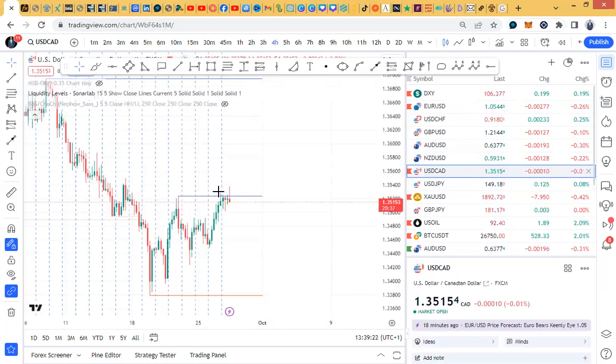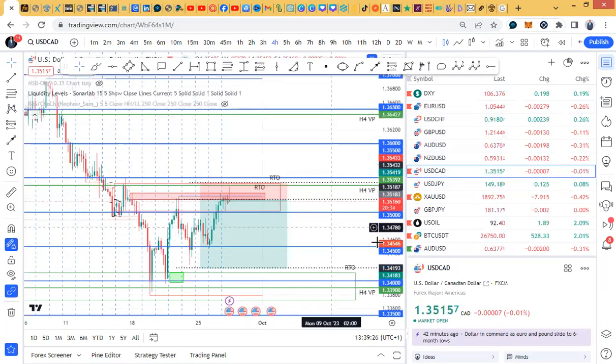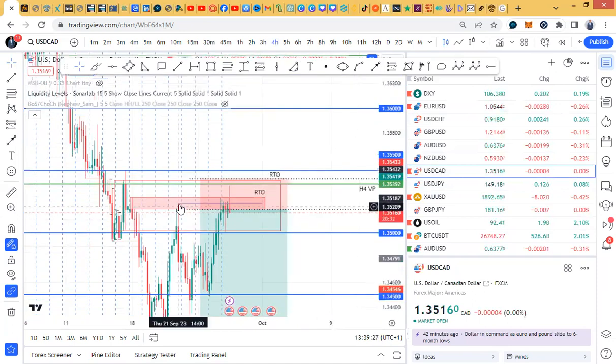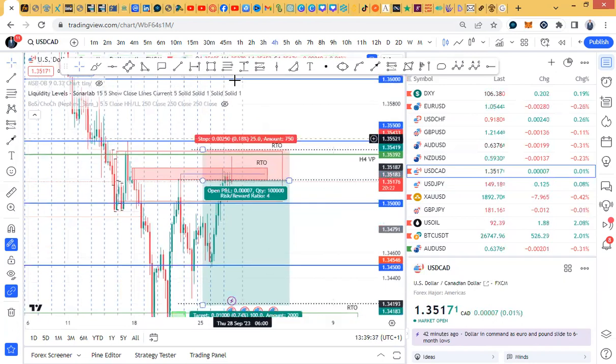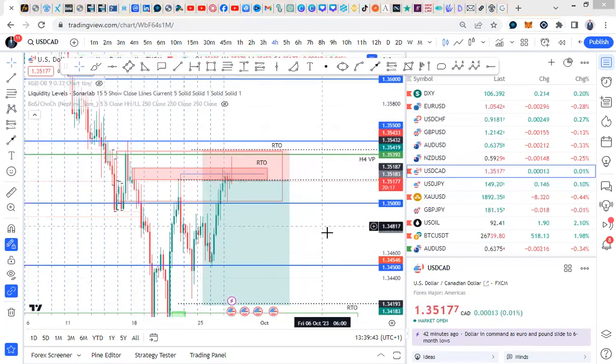So that's my signal. It has taken out buy side liquidity. It took out liquidity up here. There was a lot of stop loss here. So that's what I think. USD CAD is for a sell. It's currently at a sell level. So that's what I'll be sending to my guys.